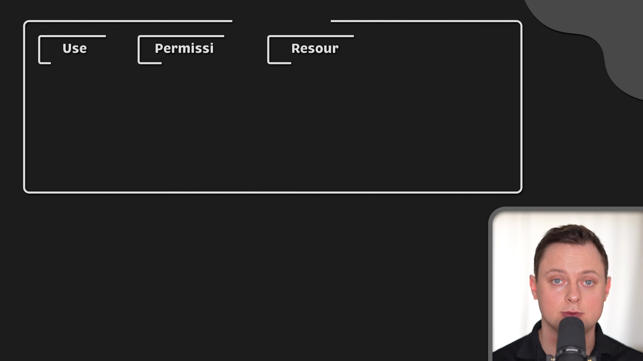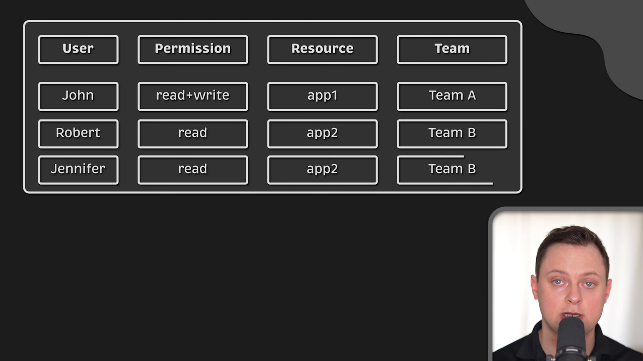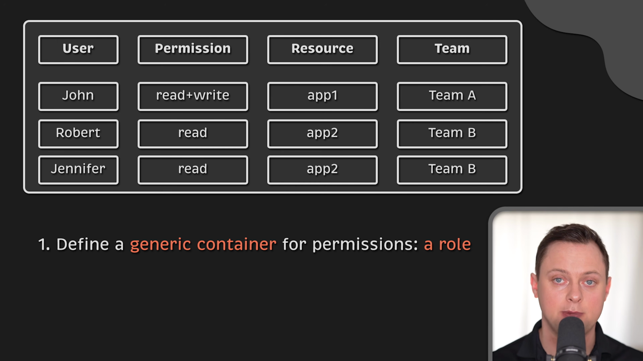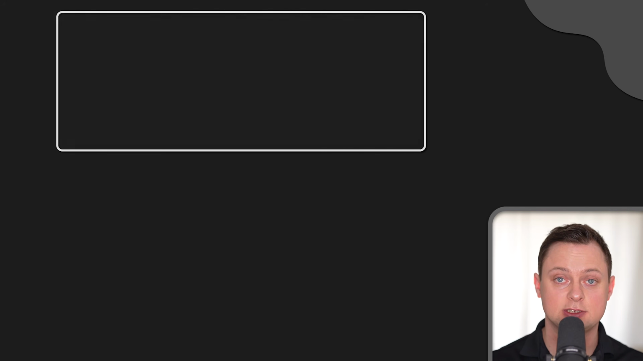Now, to solve the previous problem, you could add a team column to your table, but a better way is to break down the relationships. First, you could define a generic container for permissions, a role. Then, instead of assigning permissions directly to users, you could assign those permissions to the roles. And finally, you could link roles to users. Let's see how this is different.